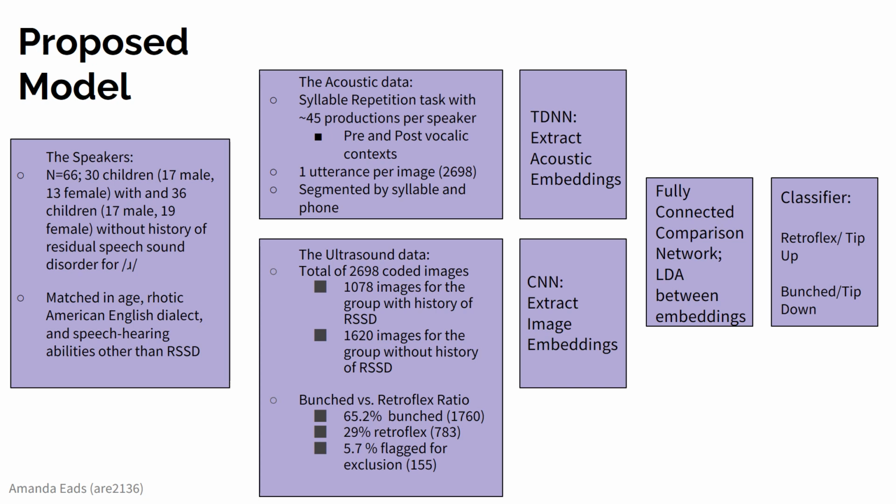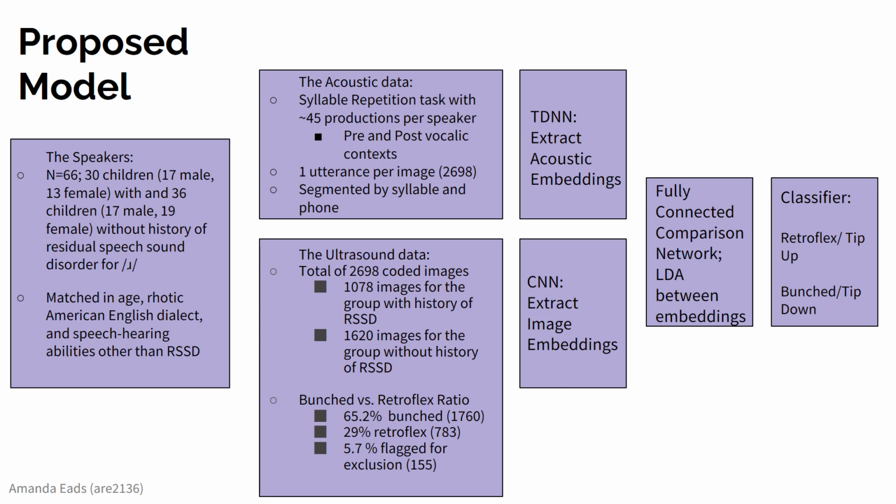The speakers that I have consist of 66 children ages 9 to 15, split across two groups. There are 30 children with a history of residual speech sound disorder for R. They went through a biofeedback study and learned to produce a perceptually accurate R sound. And then there's a second group of 36 children without a history of RSSD. The acoustic data from our study comes from a syllable repetition task, with approximately 45 productions per speaker. These are segmented in Praat by syllable and phone.